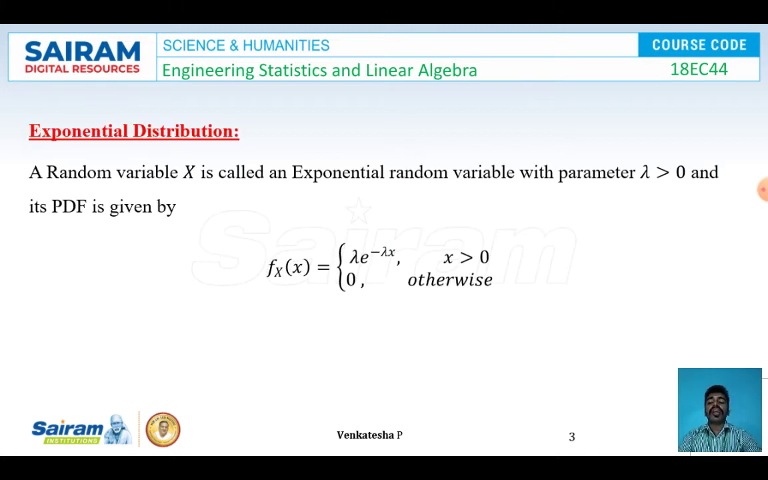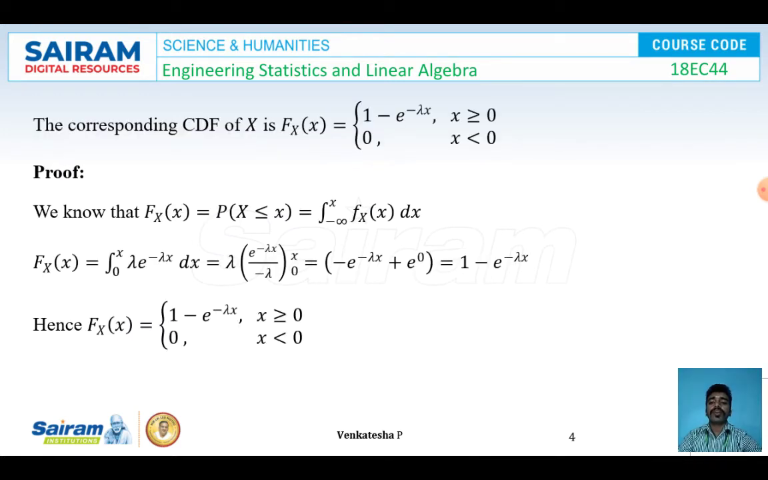Exponential distribution. A random variable x is called an exponential random variable with parameter lambda greater than 0, and its probability density function is given by fx of x is equal to lambda e power minus lambda x for x greater than 0, and it is 0 otherwise. Now the corresponding CDF I'm going to find. The corresponding cumulative distribution function of the random variable x is given by Fx of x is equal to 1 minus e power minus lambda x for x greater than or equal to 0, and it is 0 otherwise.